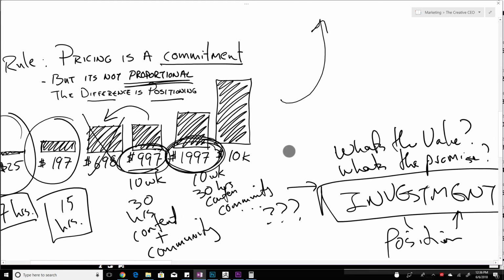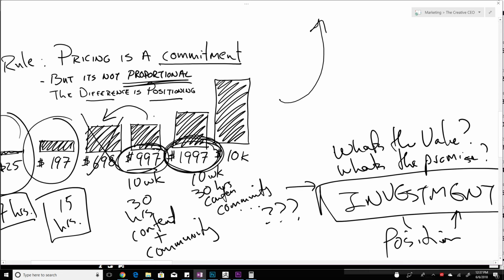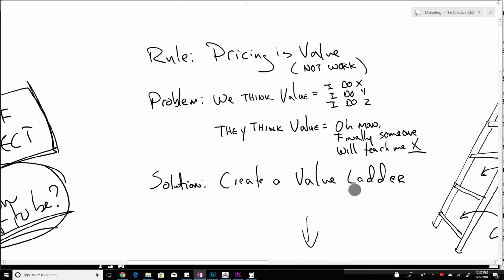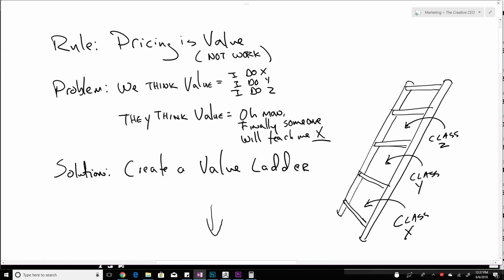But the key thing to keep in mind is that in order for you to go from $997 to $1997, do I have to work more? What is it that I have to do to provide value? So let's take a look at this. Pricing is value. It is not work.